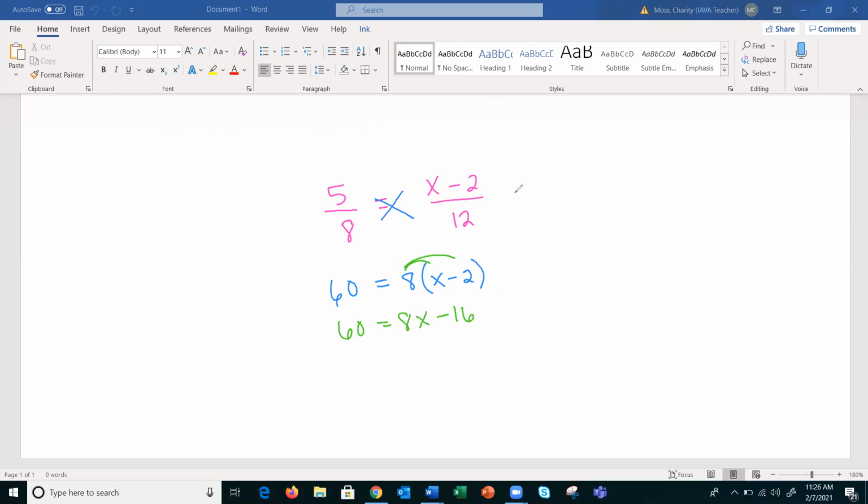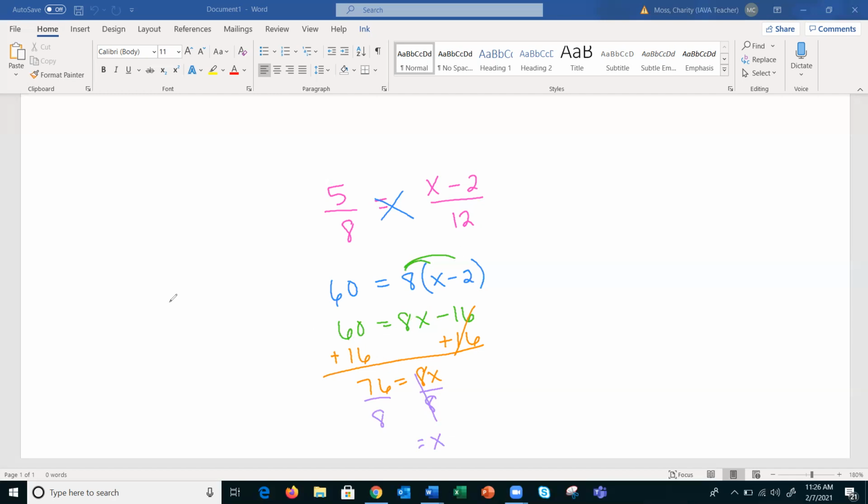Our next step is going to be to add 16 to both sides. And we're going to have 76 equals 8x. And again, we're just using inverse operations to solve, so don't let that piece scare you. And then last but not least, we are going to divide both sides by 8. And because Miss Moss made this up off the top of her head, we're obviously going to have a not fabulous whole integer answer. I shouldn't say whole integer, it's just integer. But we can practice reducing here.